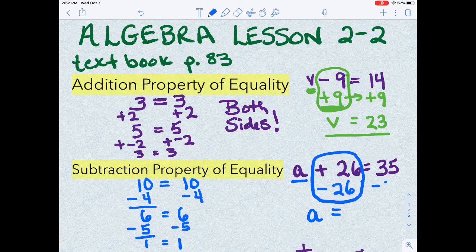Whatever I've done on the left, I must do on the right. And so I'm going to have to subtract 26 over here also. And I'm going to get 9. a equals 9 is my final answer. And that's the solution I was looking for.